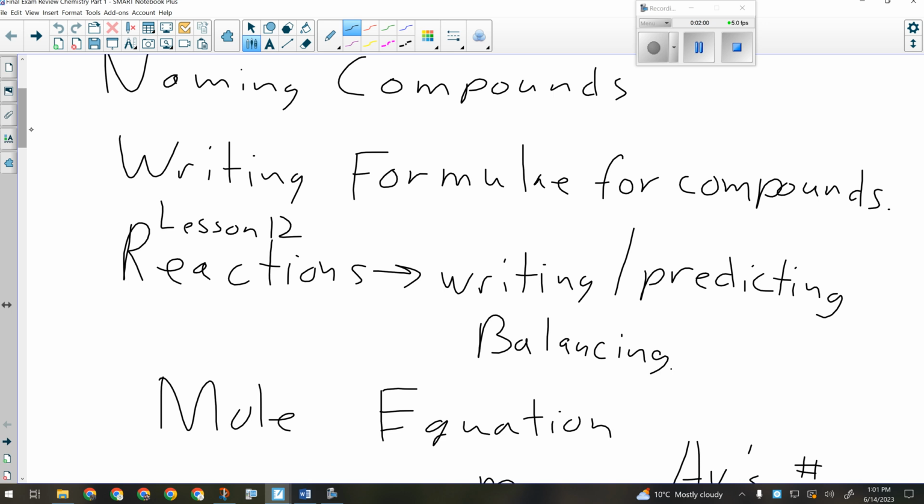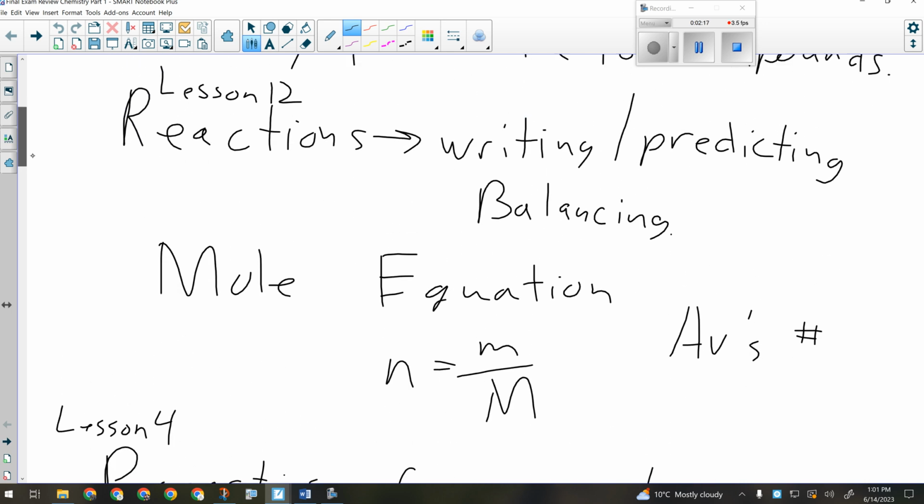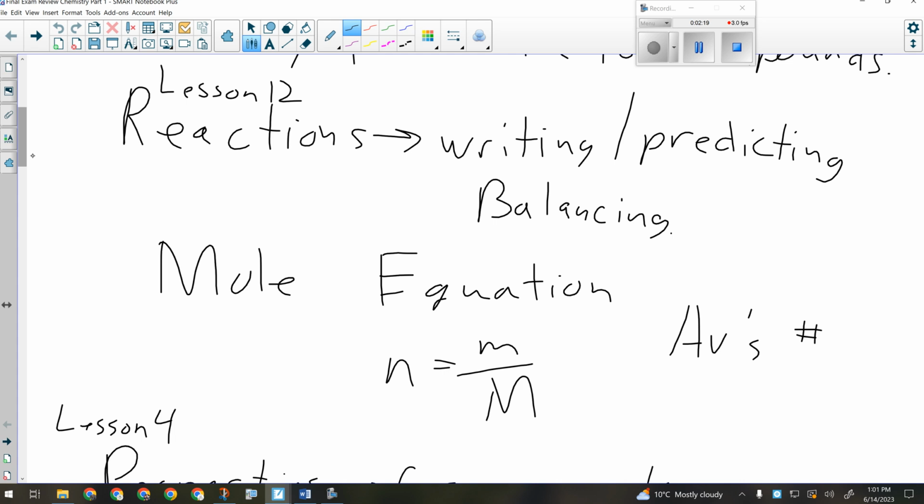And then the mole equation. Expect that there's probably going to be one mole equation question that doesn't use Avogadro's number and one that does. I mean, that's a fair assessment of what you learned. So remember, the mole equation is n equals little m over big M. Avogadro's number is on your periodic table / formula sheet, so you don't have to memorize the number itself, but you do need to know when to use it.